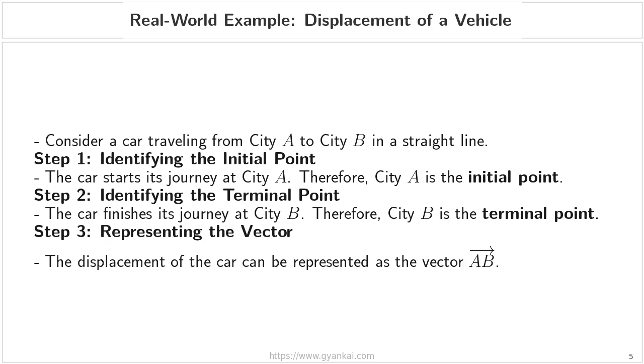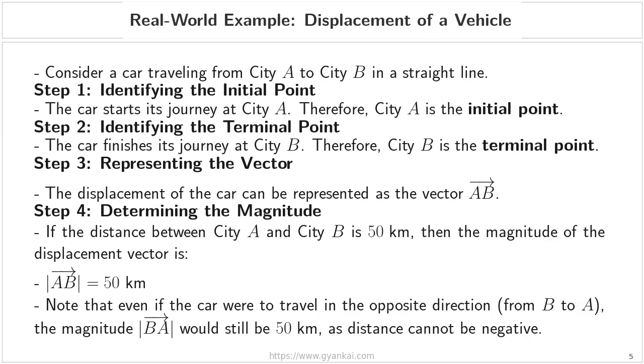In step 3, we can now represent this entire displacement using vector notation. Since the movement starts at A and ends at B, we write this as the vector A with an arrow pointing from A to B. This notation explicitly tells anyone looking at it exactly which direction the car traveled. Finally, let's look at step 4, determining the magnitude. If the physical distance between city A and city B is 50 kilometers, then the magnitude of our displacement vector, which we write as the magnitude of vector AB, using those vertical bars we discussed earlier, is simply 50 kilometers.